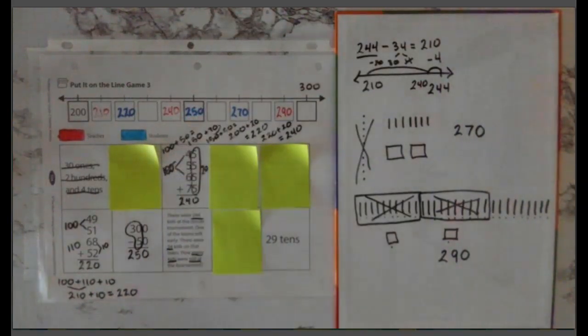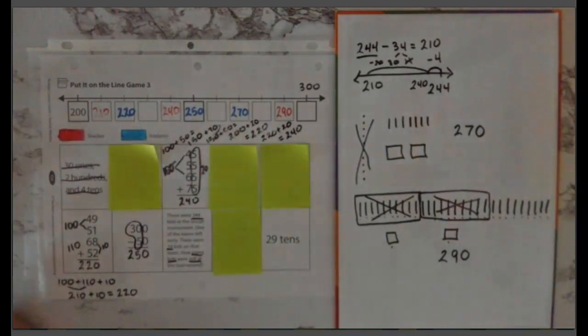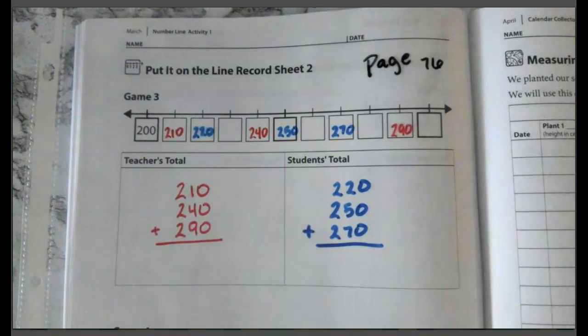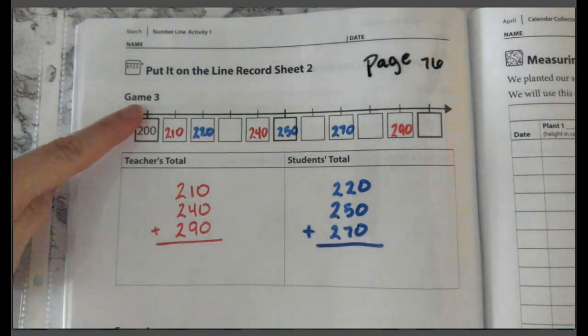All right, we each had 3 turns. Let's get out that student book page and add all of our turns together to see who the winner is. All right, mathematicians, you should be on page 76 in your student book. Remember, we're on game 3.